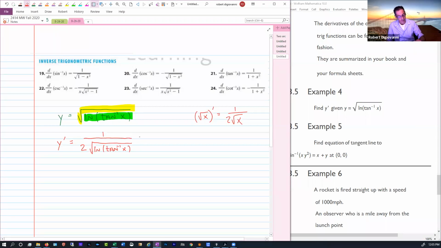Okay, we're not done. Times. We have taken care of the square root, so we don't have to talk about that now. The next layer in is the natural log. So we need to multiply by the derivative of the natural log, since we have natural log of some stuff.